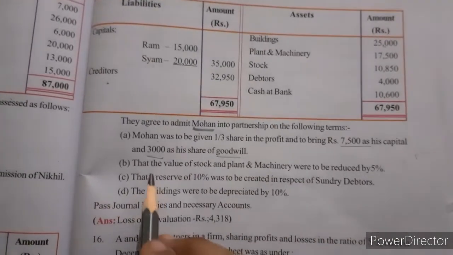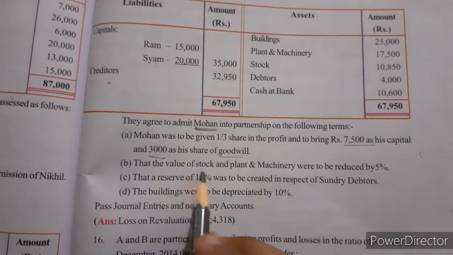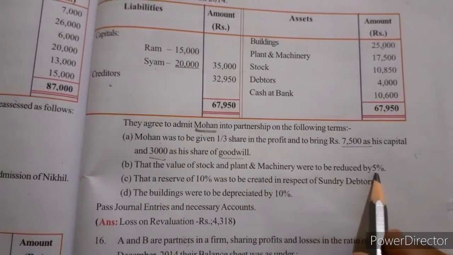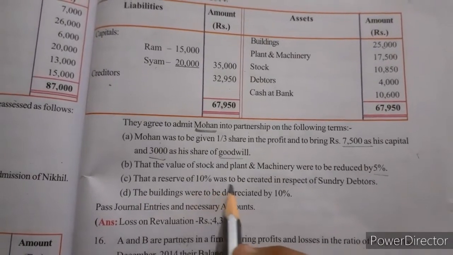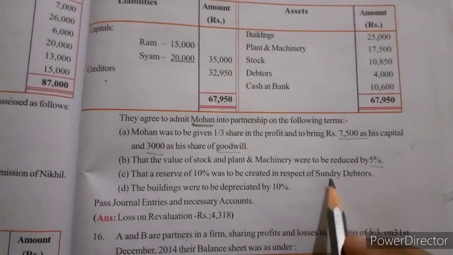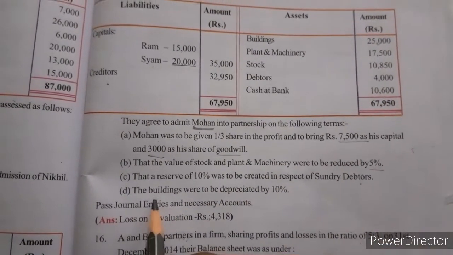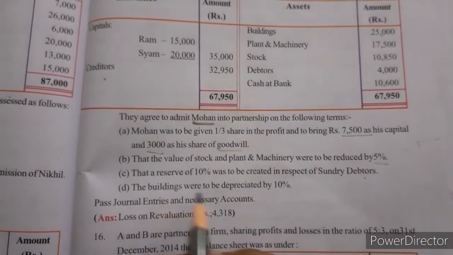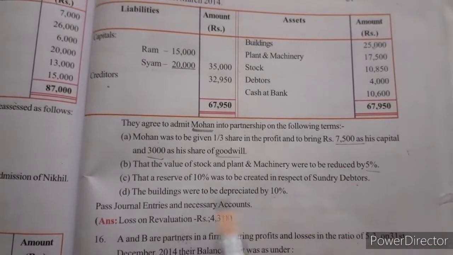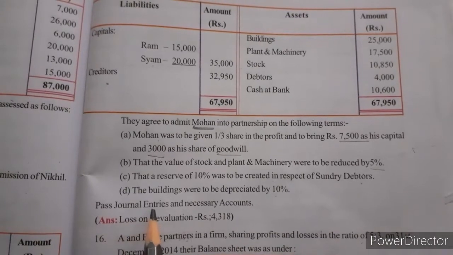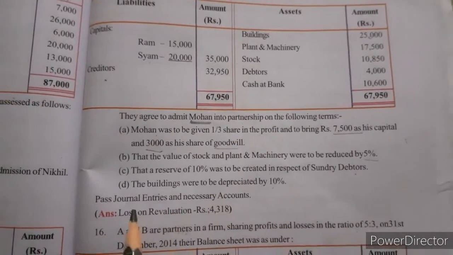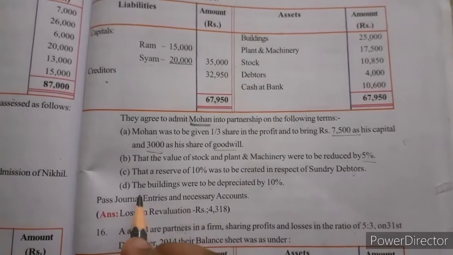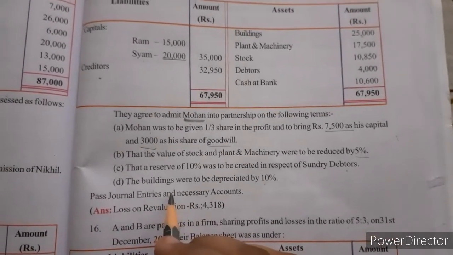The second adjustment is that the value of stock and plant and machinery were to be reduced by 5%. A reserve of 10% was to be created in respect of sundry debtors. The buildings were to be depreciated by 10%. Pass the journal entries and necessary accounts. That means we have to prepare journal entries, revaluation account, and partners' capital account.